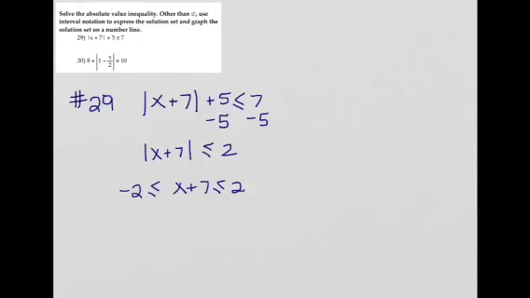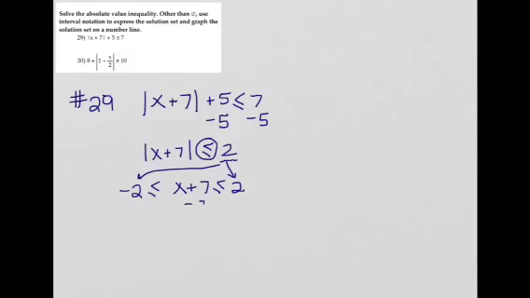So what I did was I took this 2 and made it positive here, negative here, because this is a less than or equal to. In the next problem, we'll see what you do when the absolute value is greater than or equal to something. So when it's less than or equal to, you're between two values.